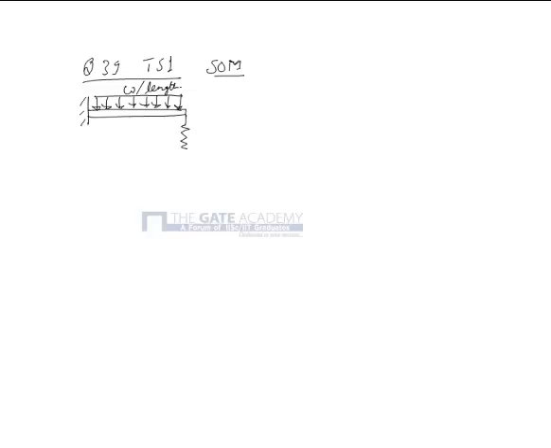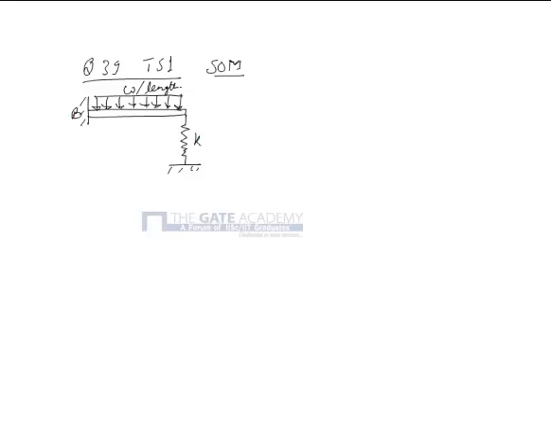We'll solve question number 39 of test series 1. This is a strength of material question. There is a cantilever beam loaded by a uniformly distributed force of W per unit length. At the free end, it has a spring of spring constant K.